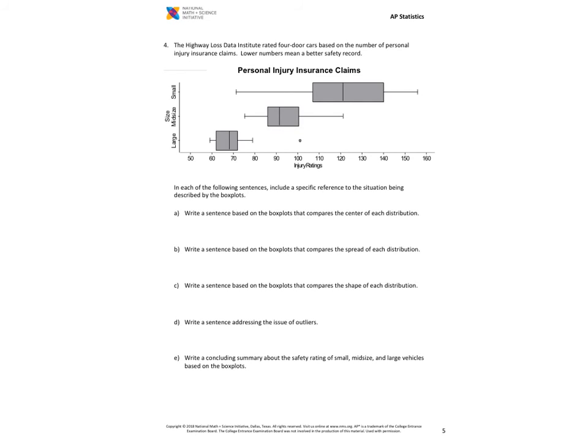Let's look at another one. This time we're talking about the Highway Loss Data Institute rated 4-door cars based on the number of personal injury insurance claims. Lower numbers means a better safety record. So note we have our 3 box plots, and each of the following sentences include a specific reference to the situation being described by the box plots. So you're going to write a sentence based on the box plots that compares the center of each distribution. Try it on your own.